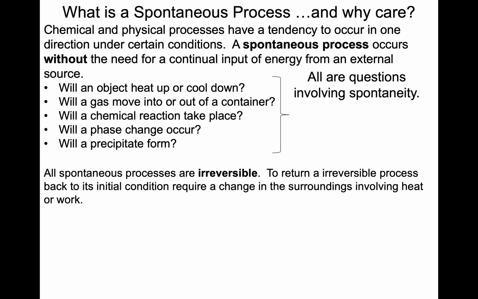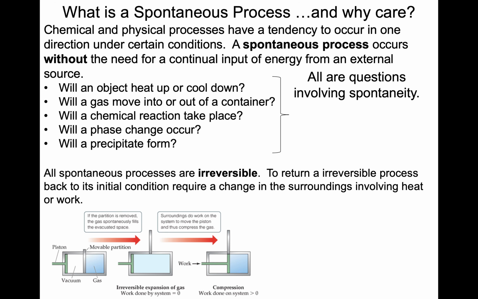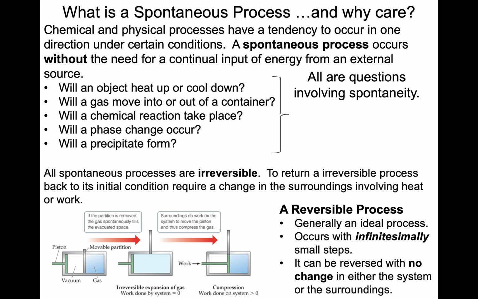Pointing out that a spontaneous process is an irreversible one. This image from the textbook shows what it means to return something back to its initial state. Spontaneous means you can't reverse it, but there's some external work involved. The reversible process is an abstraction, generally considered an ideal process that occurs with infinitesimally small steps. And in this case, it can be reversed with no change in either the system or the surroundings.